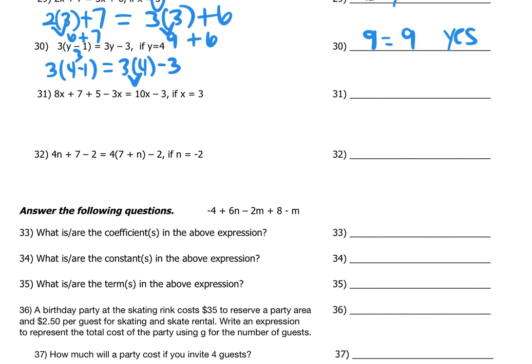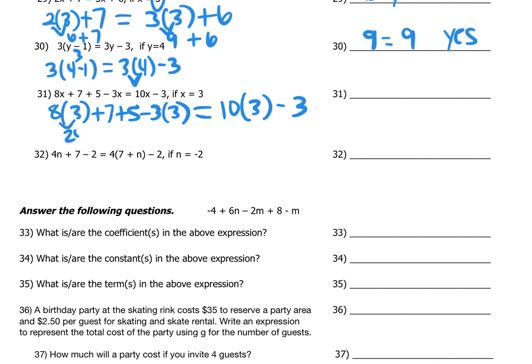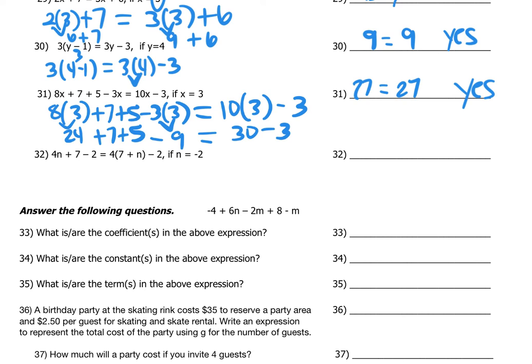For number 31, we have 8 times 3, and then we'll bring down the rest. We'll also plug in a 3 right there. And we want to know, does that equal 10 times 3 minus 3? So that'll give us 24 and a minus 9. We'll bring down the middle part. We do have to apply the order of operations. Over here it gives us 30 minus 3, which we know is 27 for the right side. So when you add 24, 7, and 5, you get 36, and 36 take away 9 is also 27. So yes, these are equivalent expressions.